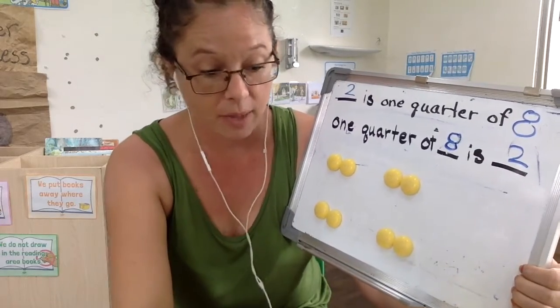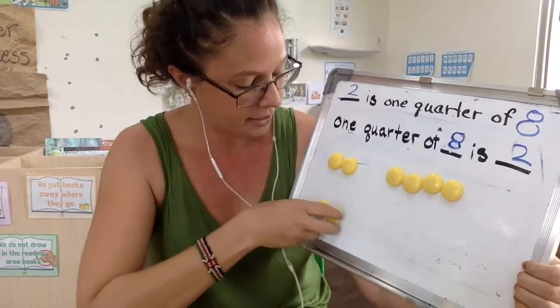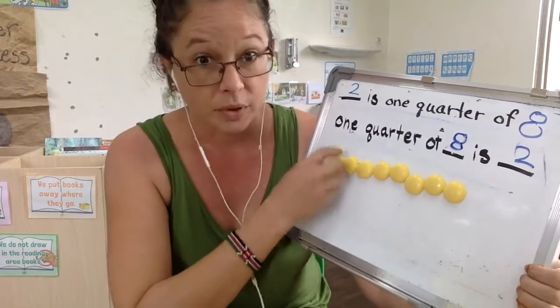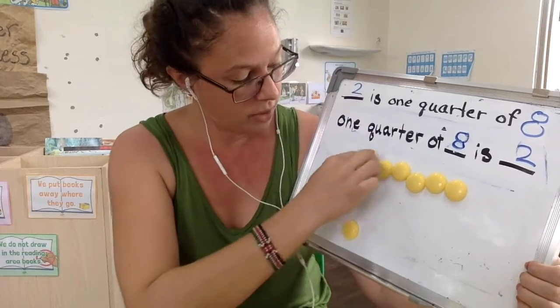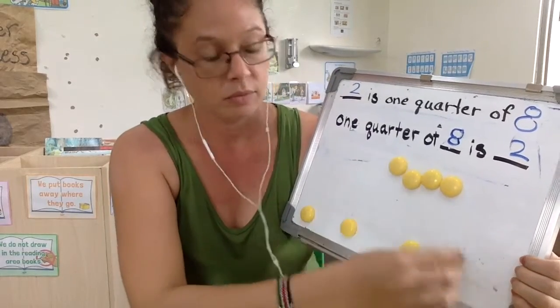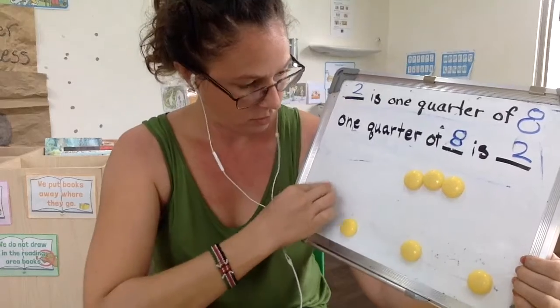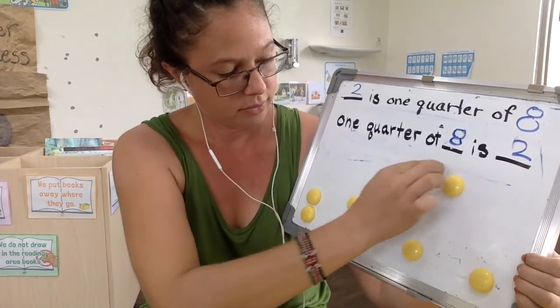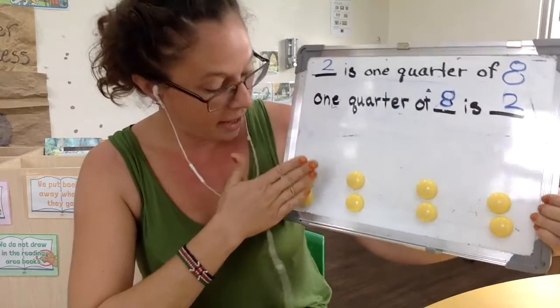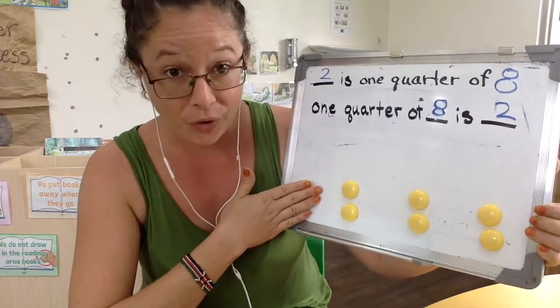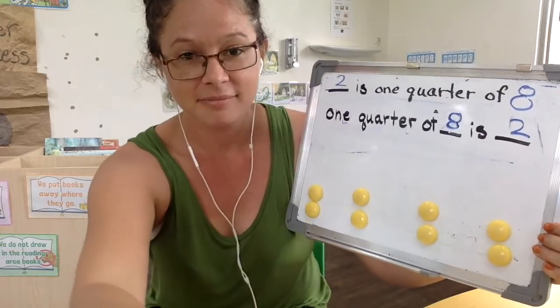Now let's try the other method just so that we see both ways. We're splitting it into 4 equal groups, sharing equally. And I can still see that 2 is 1/4 of 8.